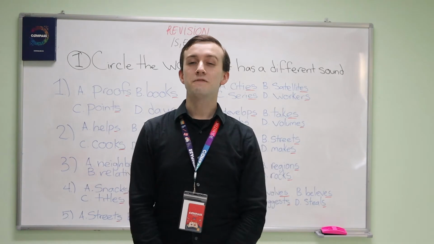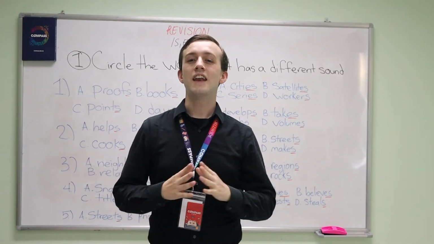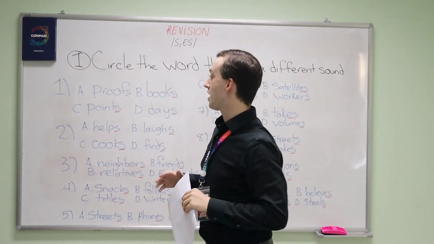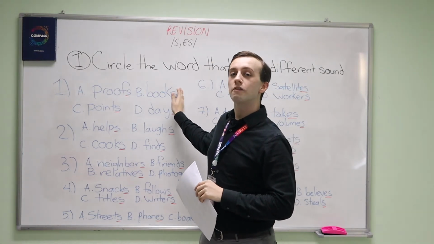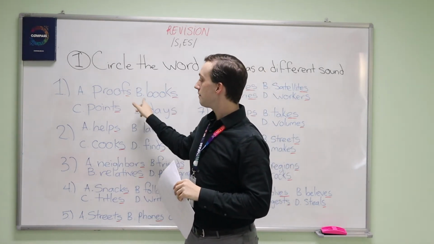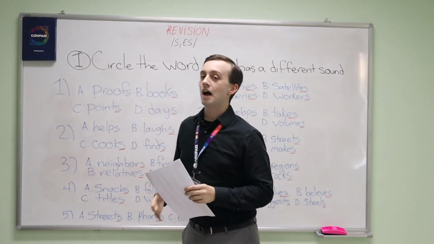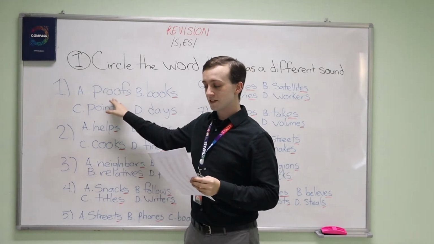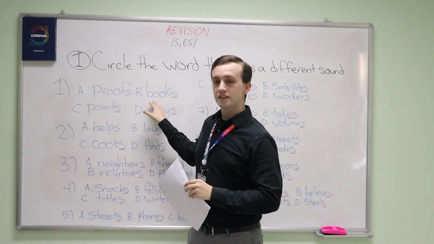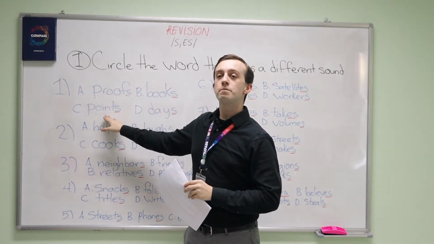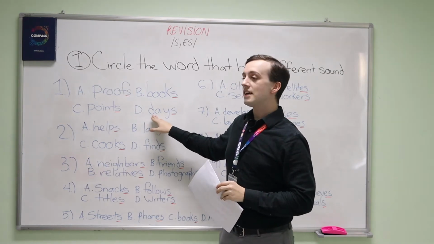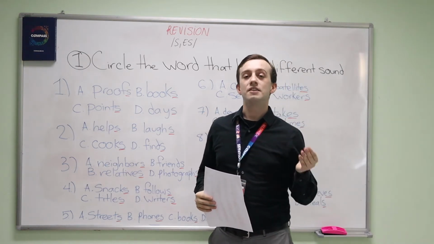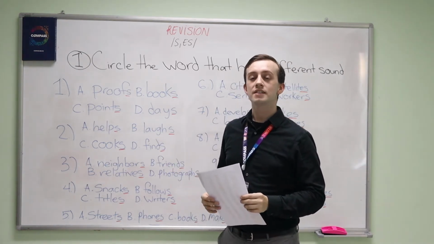Okay, everyone, did you finish? Okay, great. Now, let's see the answers. First, it's question 1. In question 1, there are 4 words. There are A, B, C, and D. Now, listen to the pronunciation. A is proofs. B, books. C, it's points. And D is days. So, which word has the different pronunciation? A, B, C, or D?